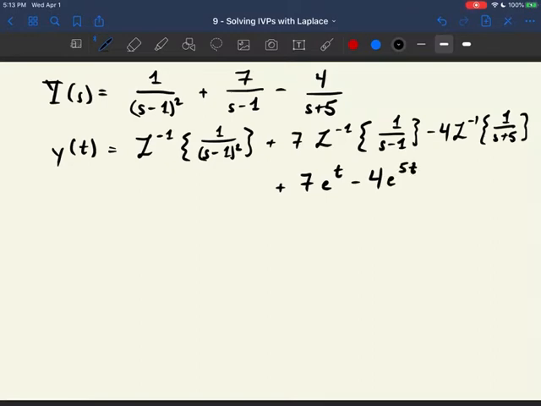So a few of these are pretty easy to get. We have 7, and that's going to be e to the t. That one should be familiar by now. And minus 4, e to the minus 5t, excuse me. And then lastly, we have to deal with this 1 over s minus 1 squared. And for that, there's a couple of ways to think about it.